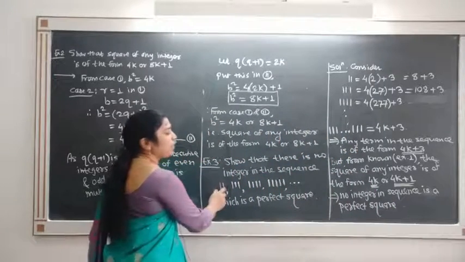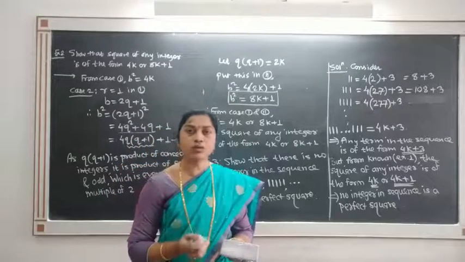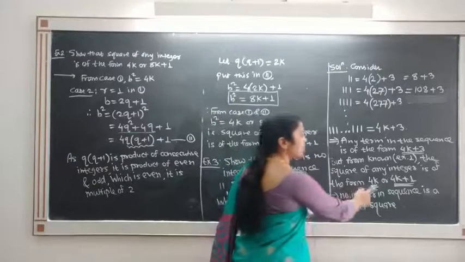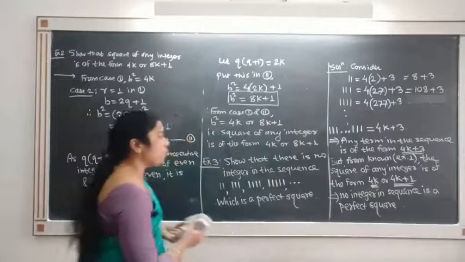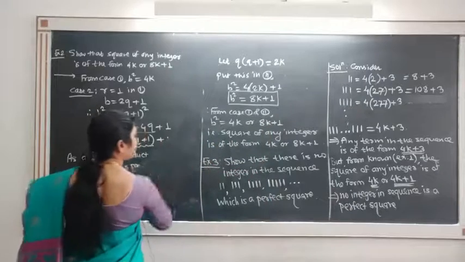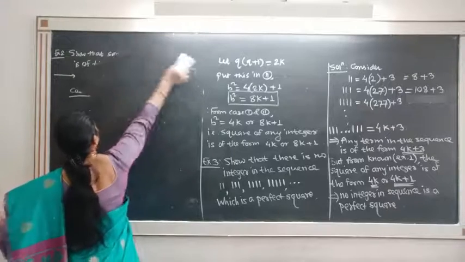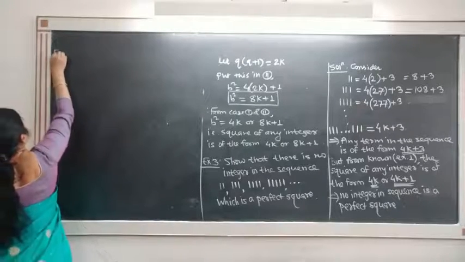So every term in this sequence is always of the form 4k plus 3, but the square of any integer is always of the form either 4k or 4k plus 1. So obviously there is no integer in this sequence which is a perfect square. Now consider the next example.